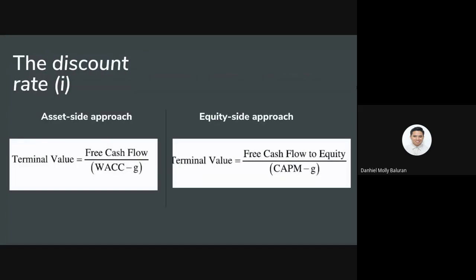So in the next slide, the discount rate, or your I. You can see here there are two different formulas for the asset side approach and the equity side approach. For the asset side approach, it is your free cash flow over WACC minus G, while your equity is free cash flow to equity all over CAPM minus G. The only difference is that the FCF, or the free cash flow, is unlevered, while your FCFE is levered. So that's what Ms. had mentioned. On your asset side, the free cash flow includes your debt, while on your equity side, the free cash flow to equity has debt deducted.